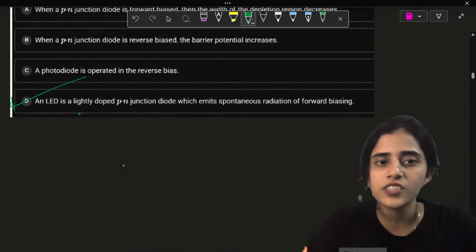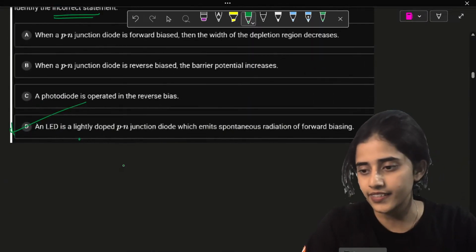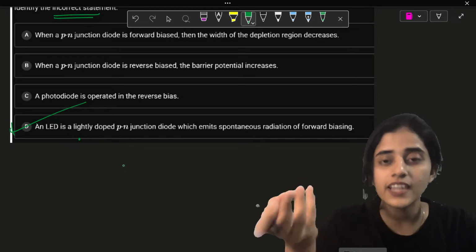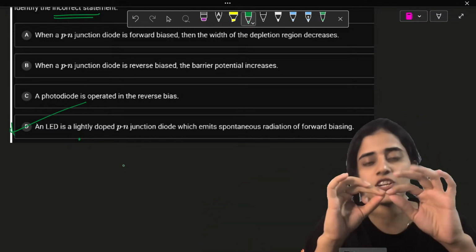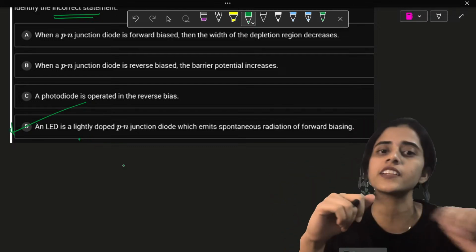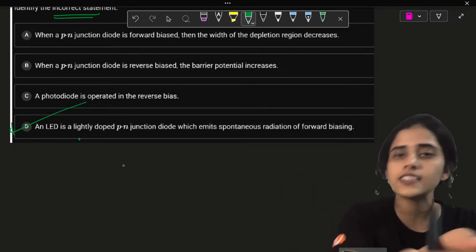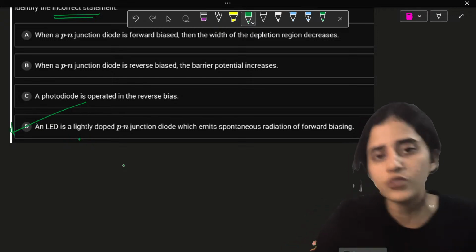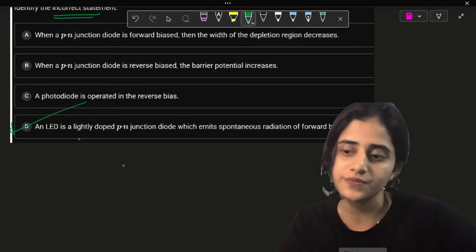The question does not say the photodiode does not conduct current. What does a photodiode do? It has photons. So there is recombination happening. So it has to be connected in reverse bias. That's the only thing that is asked here. You don't have to talk about the current. It's not asked in the question.